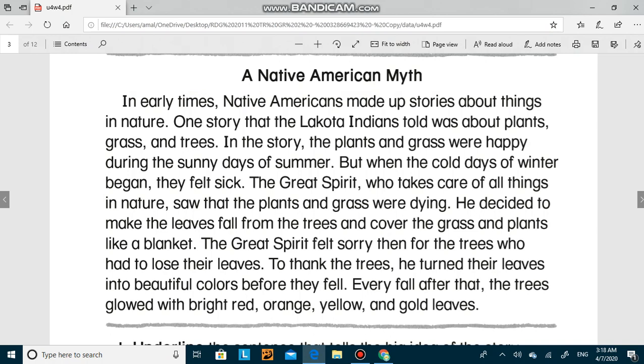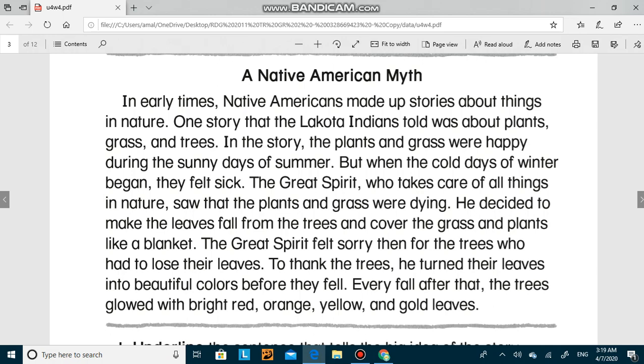Good. In early times, Native Americans made up stories about things in nature. One story that the Lakota Indians told was about plants, grass, and trees. In the story, the plants and grass were happy during the sunny days of summer. But when the cold days of winter began, they felt sick. The Great Spirit takes care of all things in nature.